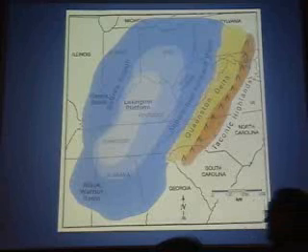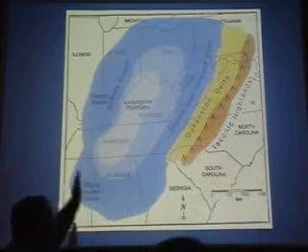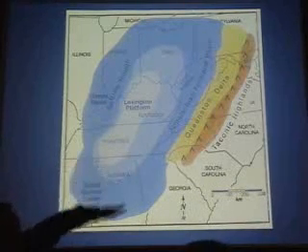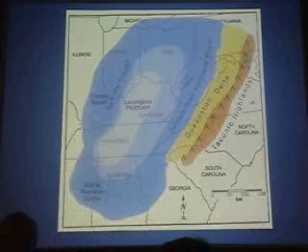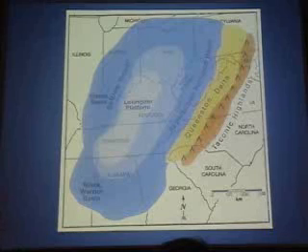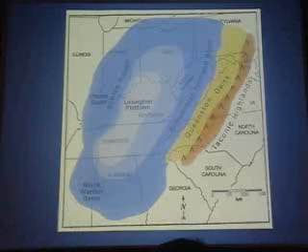This area, in the Ordovician, would be tilted to the south. It was about 20-25 degrees south of the equator, and since that time, the North American continent has kind of rotated counterclockwise and moved north to its present position.